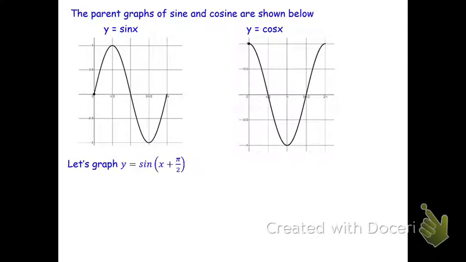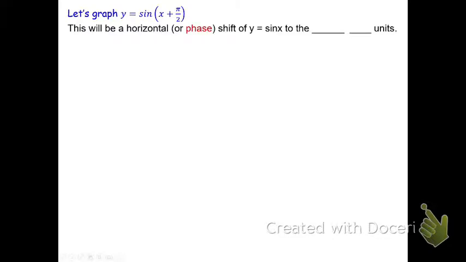Well, let's try something with the phase shift. Let's take and try graphing y equals the sine of the quantity x plus pi over 2. In order to do this, we first need to figure out what is the horizontal or phase shift. If we take the parent function y equals sine of x and look at it in comparison to the new equation y equals the sine of the quantity x plus pi over 2, it's x plus, which tells me we have a negative h value. In this case, we're shifting to the left pi over 2 units.